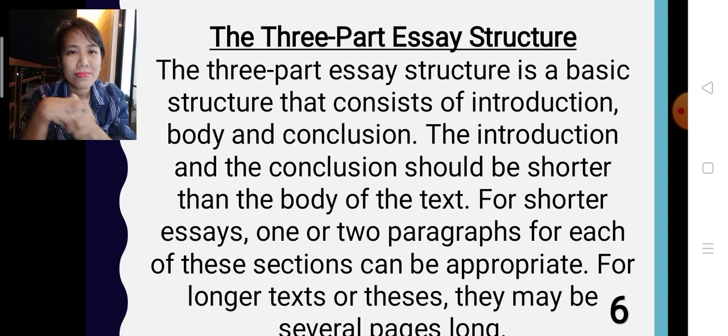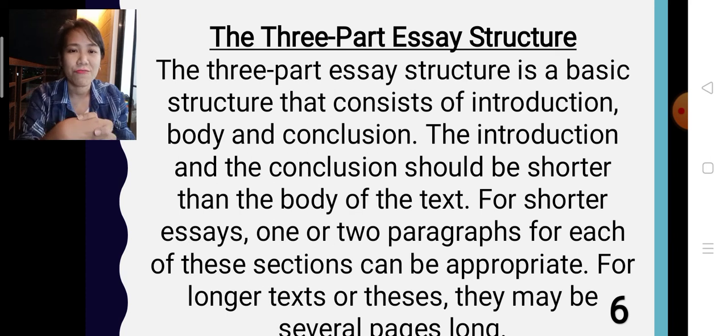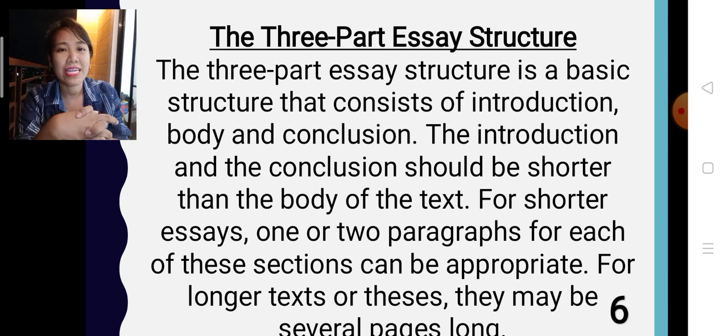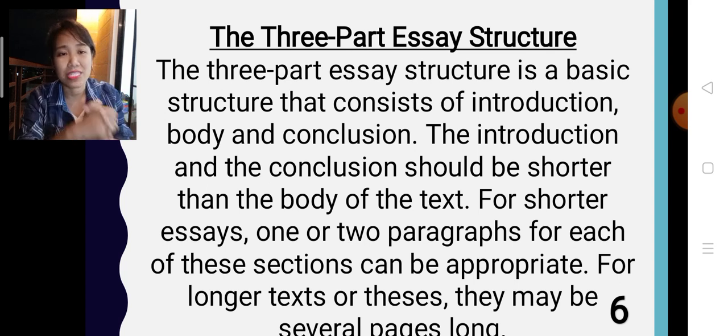Next, we have the three-part essay structure. What are those? The three-part essay structure is a basic structure that consists of introduction, body, and conclusion. The introduction and the conclusion should be shorter than the body of the text. For shorter essays, one or two paragraphs for each of the sections can be appropriate. For longer texts or theses, they may be several pages long.